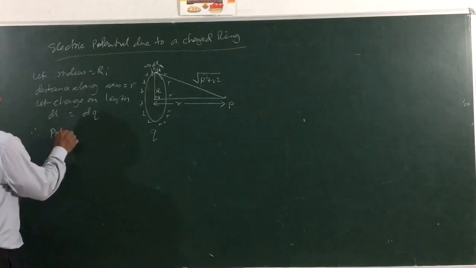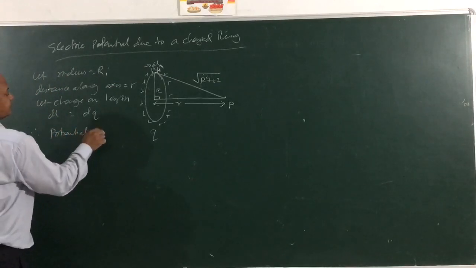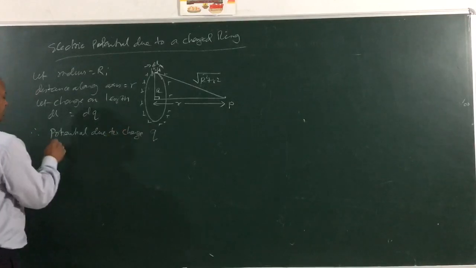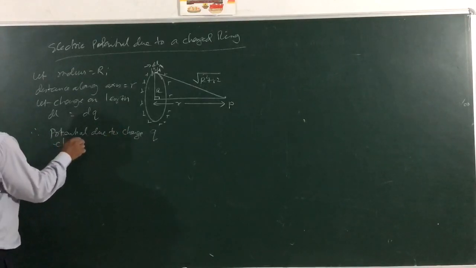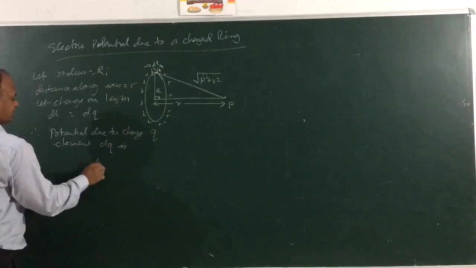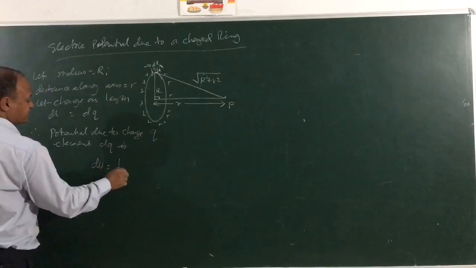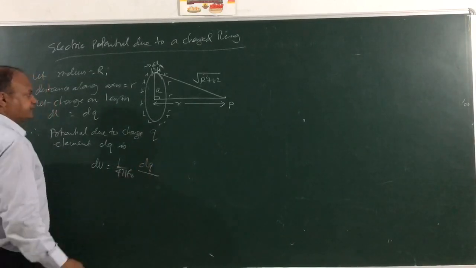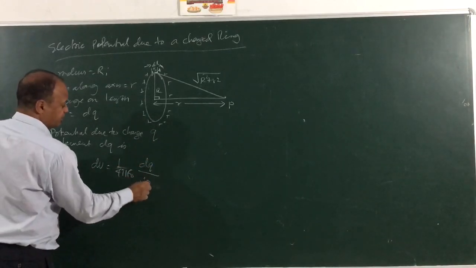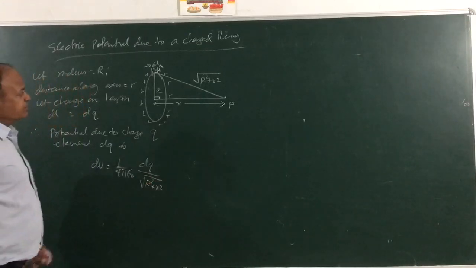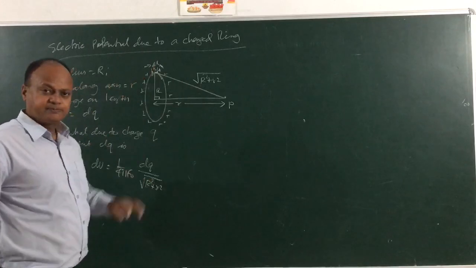So the potential due to charge element dq is dV equal to 1 by 4 pi epsilon 0, dq divided by root over R square plus small r square. This is the potential due to a small part of the charge out here.